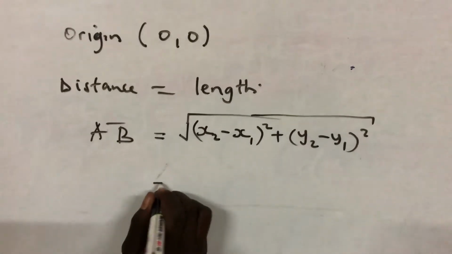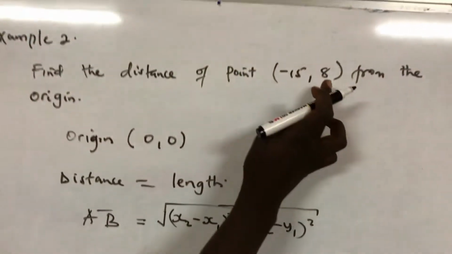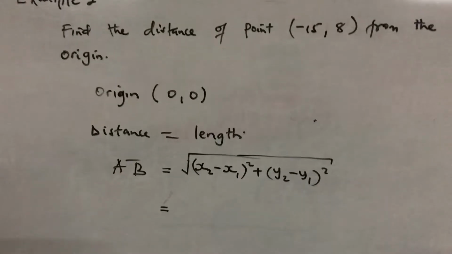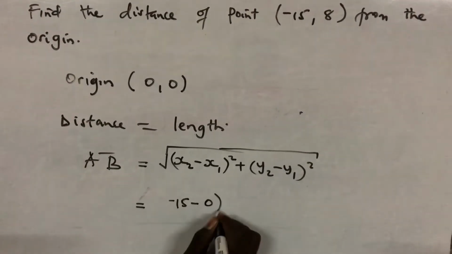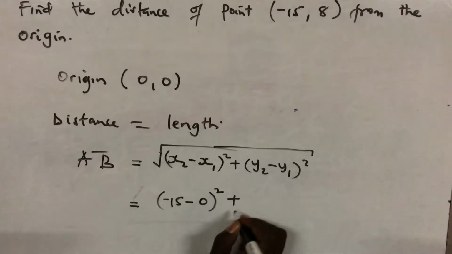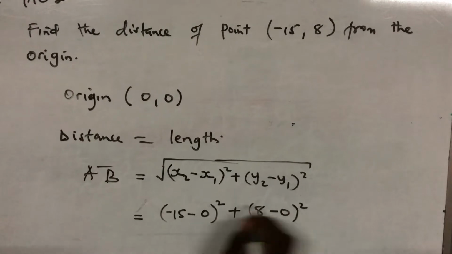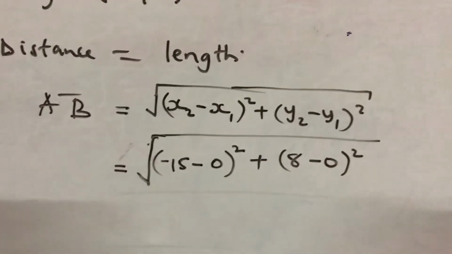So for this case, we have our point 2, which is -15 and 8, and the point 1 is the origin, which is 0, 0. So our x2 will be -15, x1 will be 0. Everything squared, plus our y2 will be 8 minus 0. Everything squared. The 0 comes from the origin. 0 for x and 0 for y.